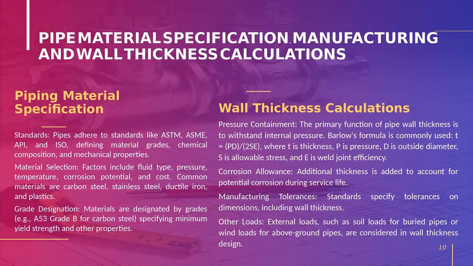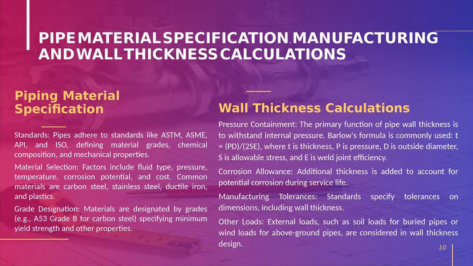On the other hand, wall thickness, this is only about the material. For steam it will be carbon steel, for water also it will be carbon steel. So what grade and what thickness? Thickness is nothing but pipe schedule. How we are going to select the schedule, everything will be based on this wall thickness calculation.